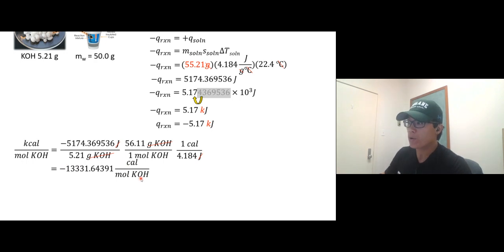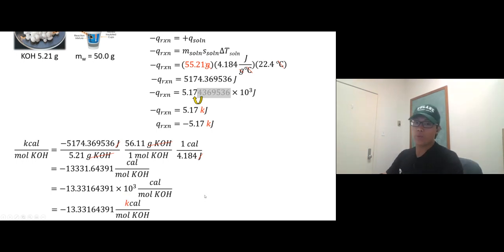Cal per mole of potassium hydroxide. I'm going to convert, moving the decimal 1, 2, and 3. Negative 13.33, and so on, times 10 to the third. 10 to the third, that's kcal. Okay, you can do it this way too. And so how many sig figs are there? 3 sig figs, so 1, 2, 3. So this number right here, round down, should get 13.3 kcal. Oh, I missed the negative right there. So negative. Don't forget that.